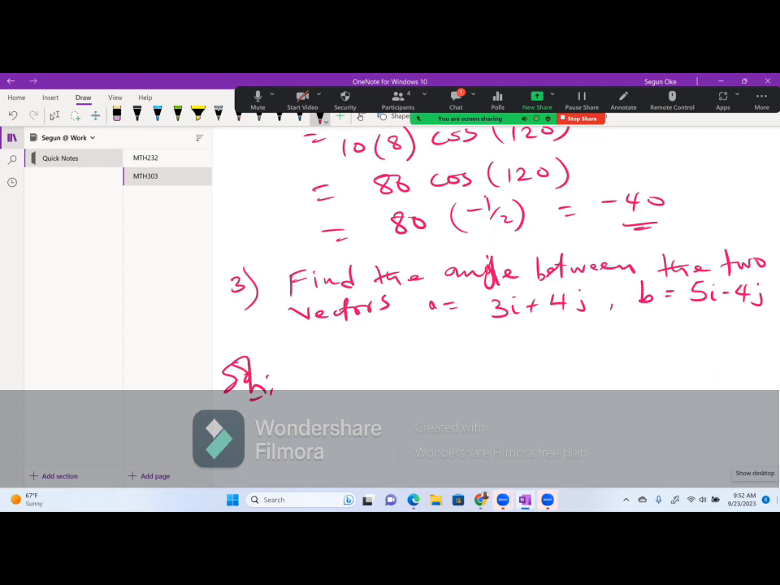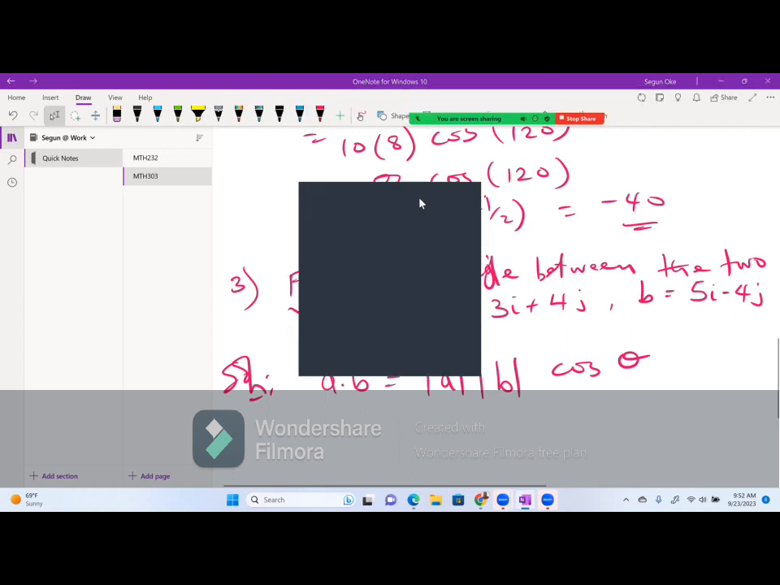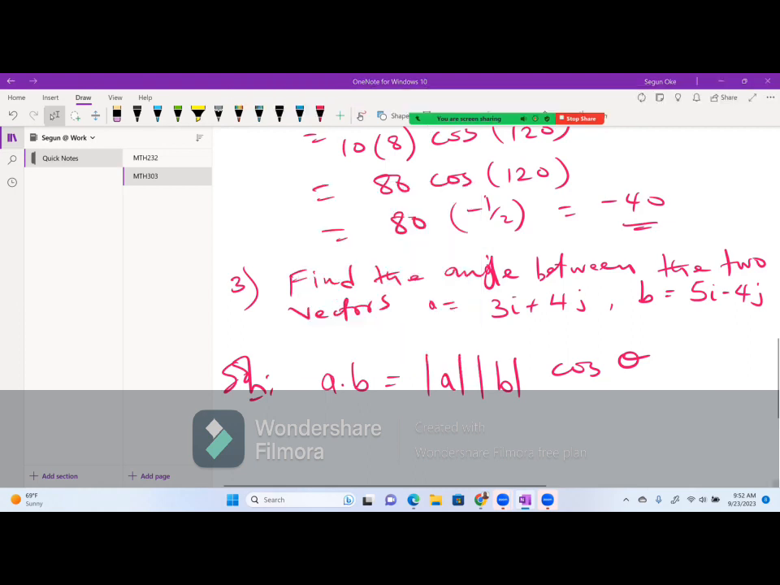When you are asked to find the angle, remember from elementary trigonometry, it's the same thing as A dot B equals |A||B| cos theta. I need theta. That's what I'm looking for, right? That is my angle.